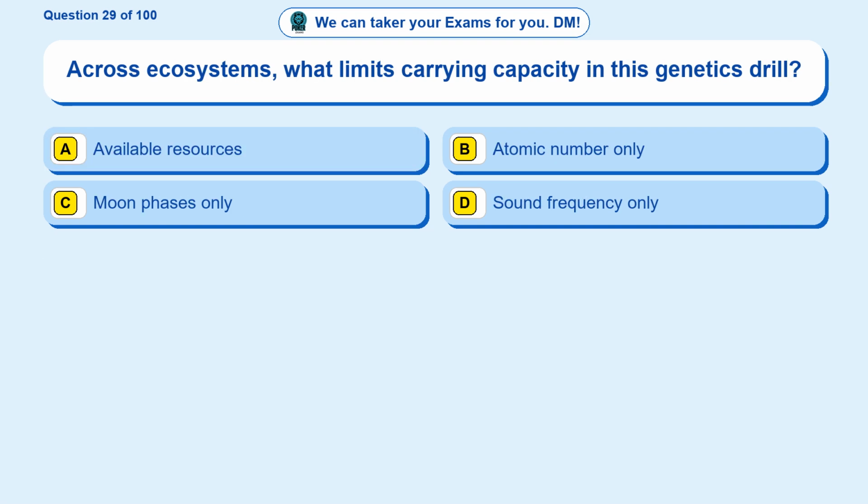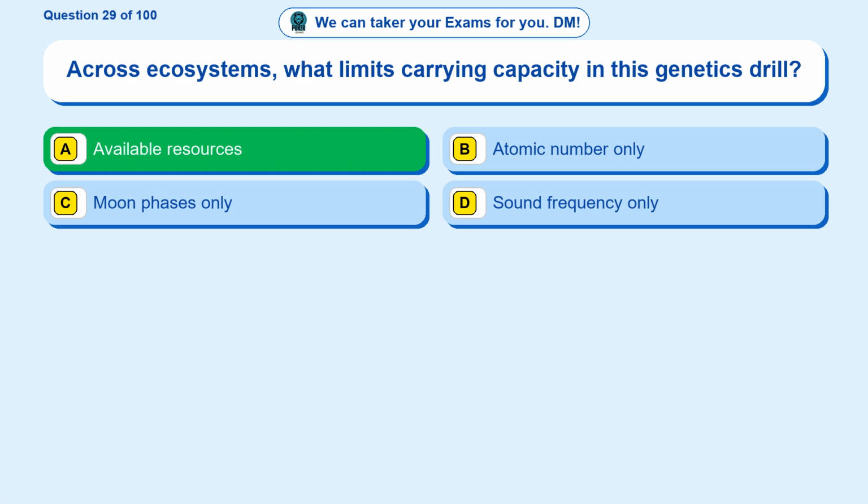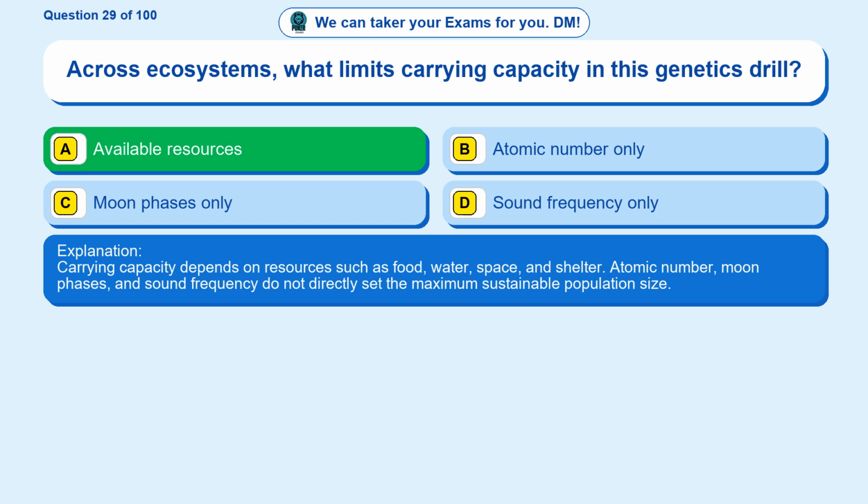Question 29. Across ecosystems, what limits carrying capacity in this genetics drill? Option A, available resources. Option B, atomic number only. Option C, moon phases only. Option D, sound frequency only. The correct answer is option A. Available resources. Carrying capacity depends on resources such as food, water, space, and shelter. Atomic number, moon phases, and sound frequency do not directly set the maximum sustainable population size.